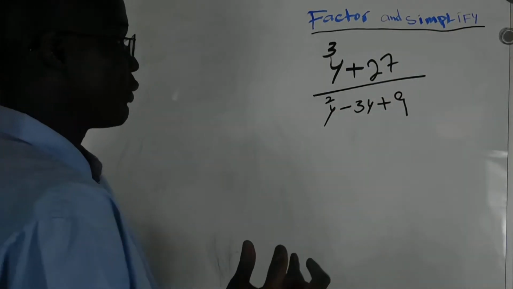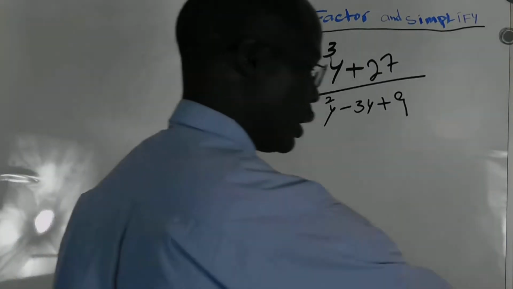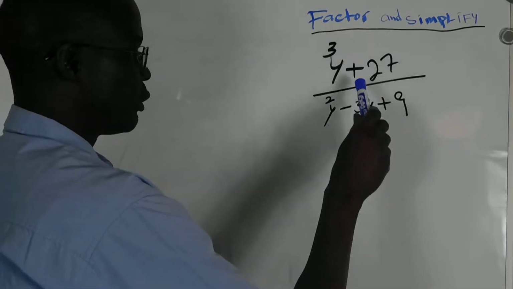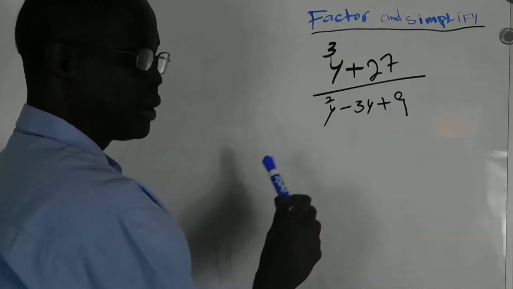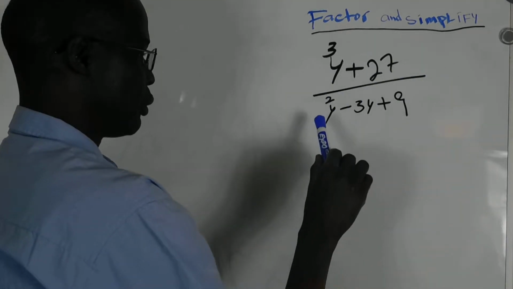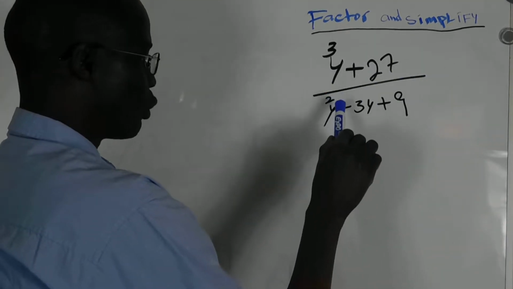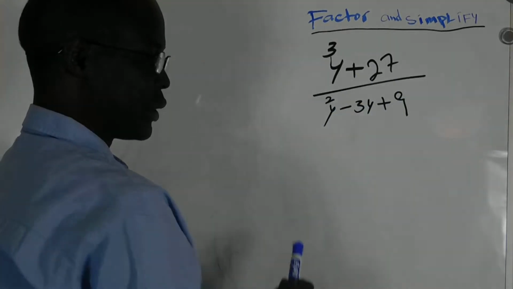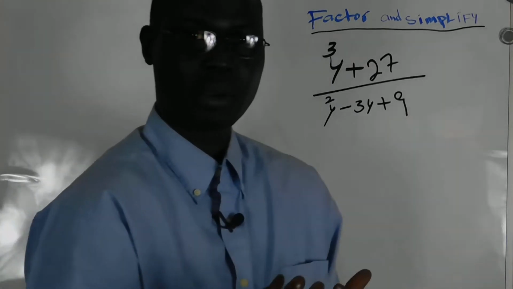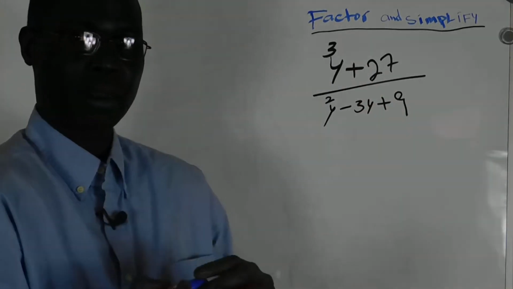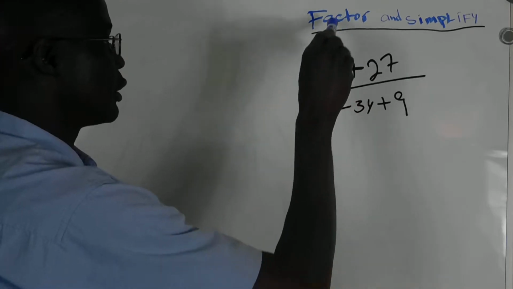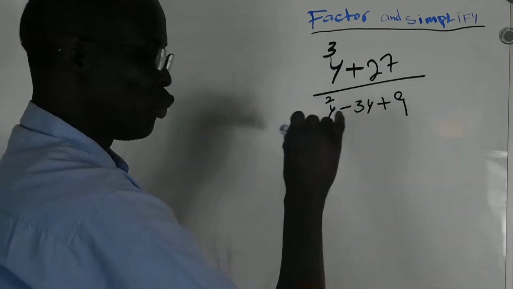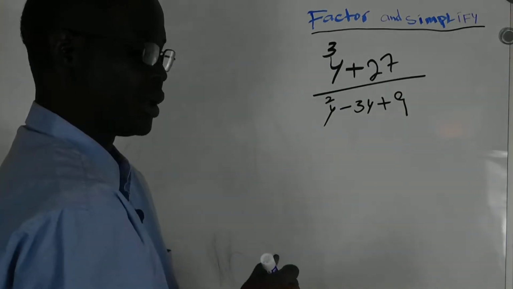So the example we have today is y power 3 plus 27, all this divided by y power 2 minus 3y plus 9. So the way we solve a problem like this one, the first thing we do, we factor the one on the top first, and then we see if we can solve those two problems in the bottom.